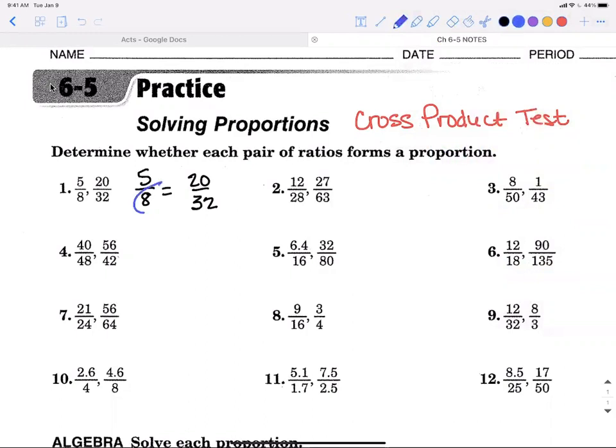Then we're just going to cross multiply, and you guys know how to do this. This is that butterfly effect I was talking about the other day. So if you take 8 times 20, you should get 160. Equals, now we're going to go the other way and cross multiply the other way. 5 times 32 equals 160. If it equals each other, your answer is yes.